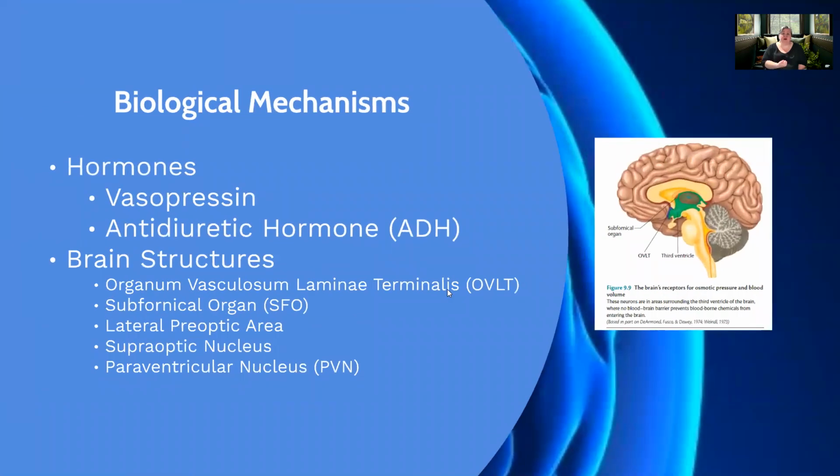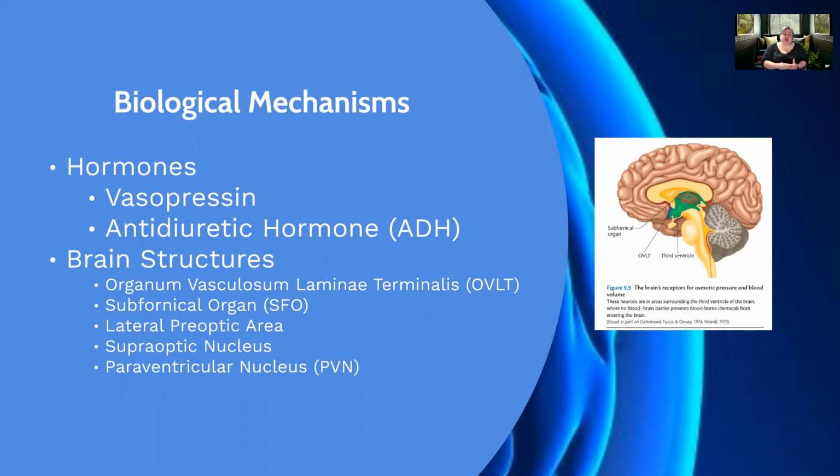Okay, so what's really going on with thirst as far as biological mechanisms? We've got some hormones that are related here. Vasopressin is one of the hormones related to thirst. Vasopressin actually raises blood pressure by constricting blood vessels, and it will also stimulate thirst.